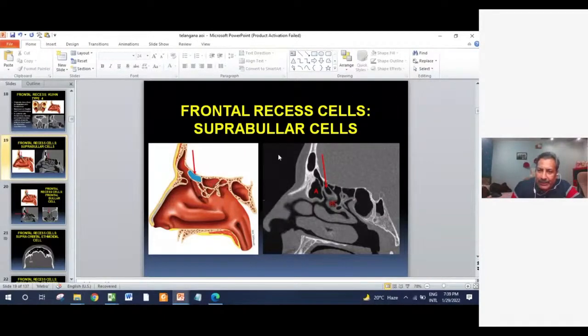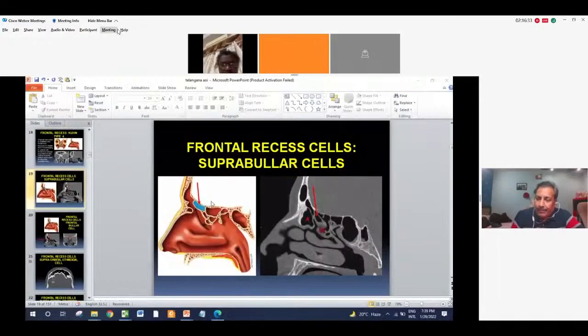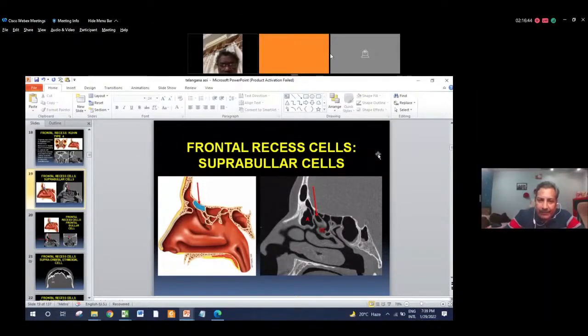And to avoid that situation, we need to have a confirmed diagnosis of what kind of cell we are dealing with, and CT scan is the answer for that. And we need to punch out the walls of the cell and flush with the skull base. If it goes inside the frontal sinus high up, then it is a suprabullar cell, a frontobullar cell.